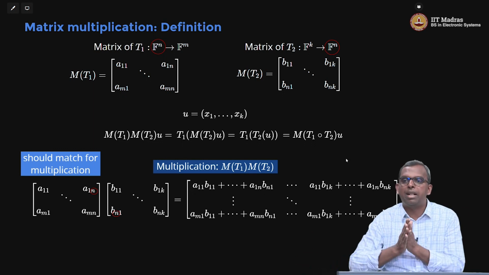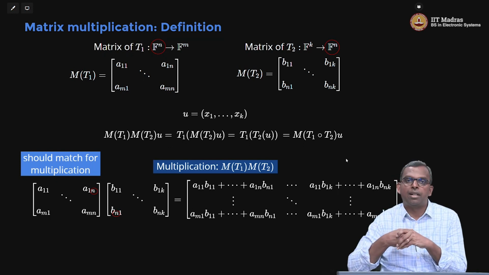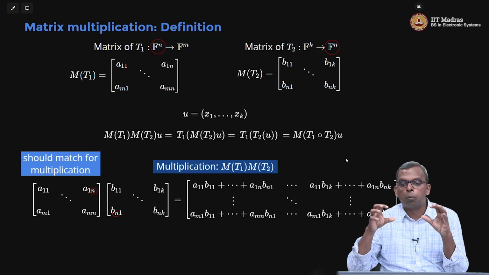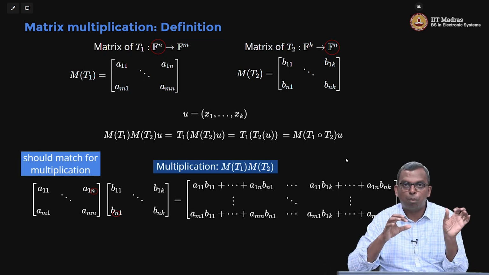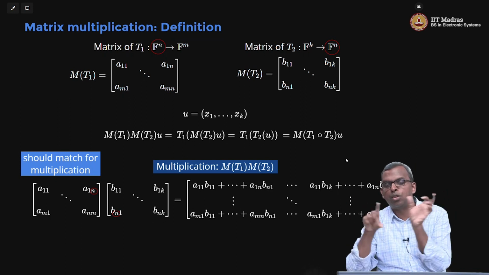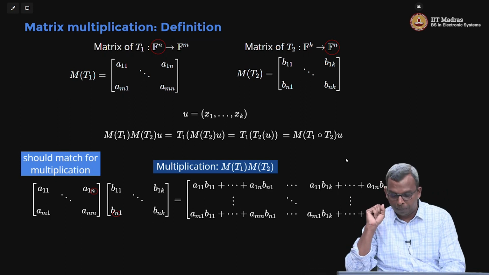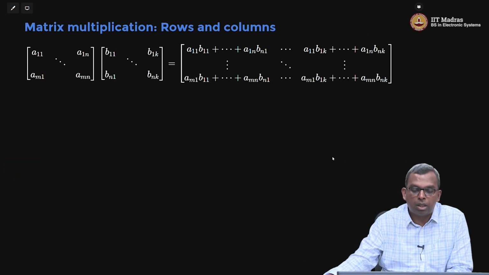So we knew how to add matrices, we know how to scale matrices. Now we know how to multiply matrices also. But the thing is, for multiplying matrices, you need this other condition, right? The number of columns of the first matrix and the number of rows of the second matrix should match. Only then you can multiply.